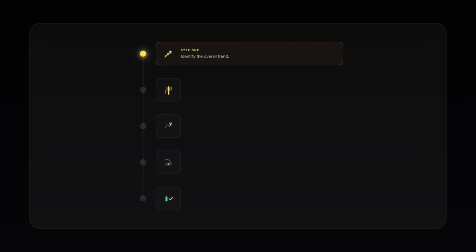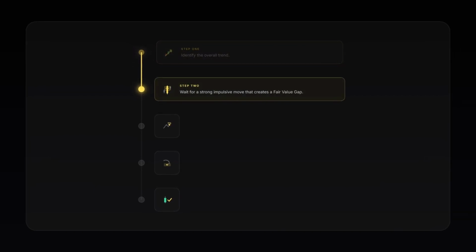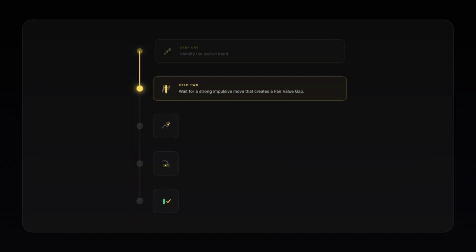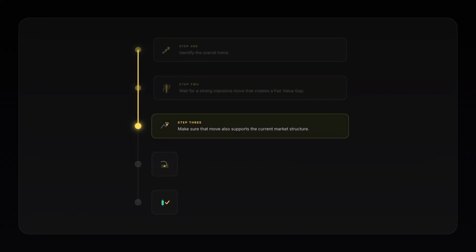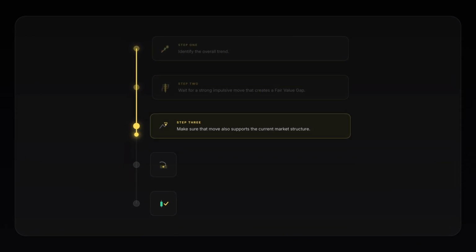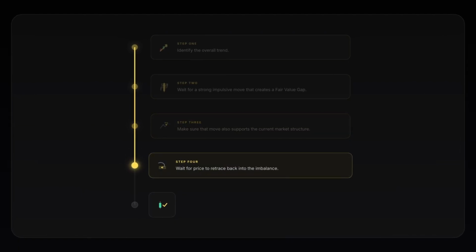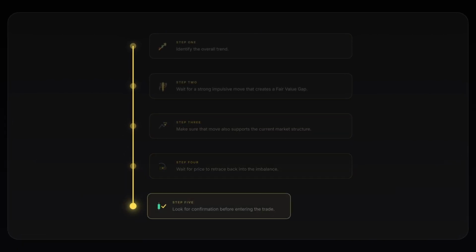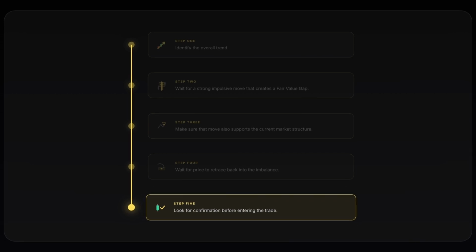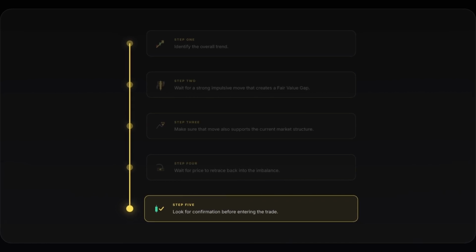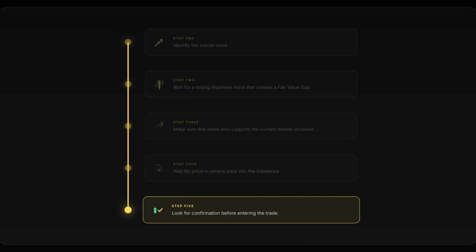So here's a simple fair value gap strategy for you. Step 1. Identify the overall trend. Step 2. Wait for a strong impulsive move that creates a fair value gap. Step 3. Make sure that the move also supports the current market structure. Step 4. Wait for price to retrace back into the imbalance. And finally, step 5. Look for confirmation before entering the trade. This keeps you from chasing the market while also avoiding low-quality setups.